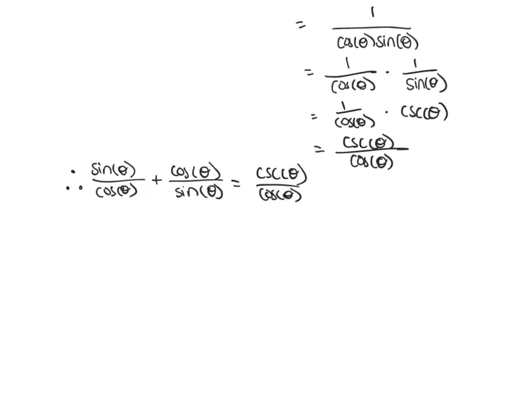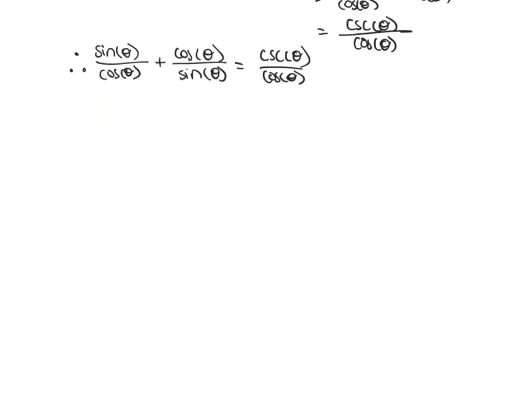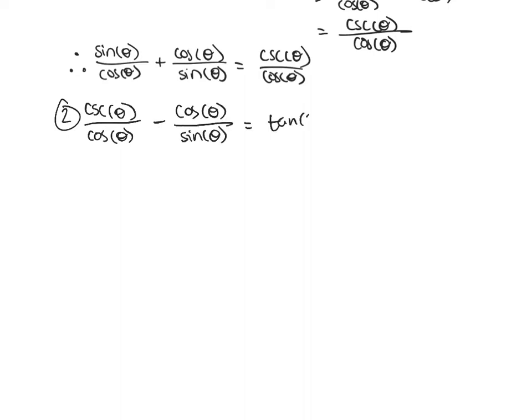So problem number 2 is going to be cosecant of theta over cosine of theta minus cosine of theta over sine of theta is equal to tangent of theta. I'm doing lots of these types of problems because I feel like we still need work on our fraction skills, so I want to make sure that we practice that as much as we can.